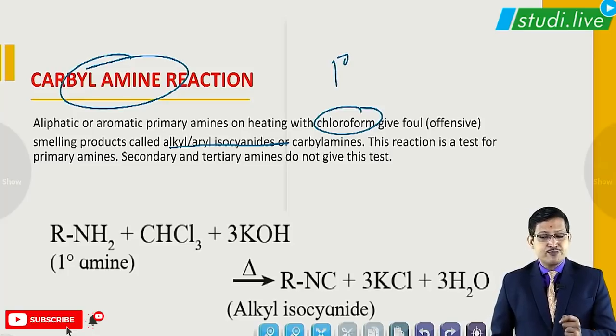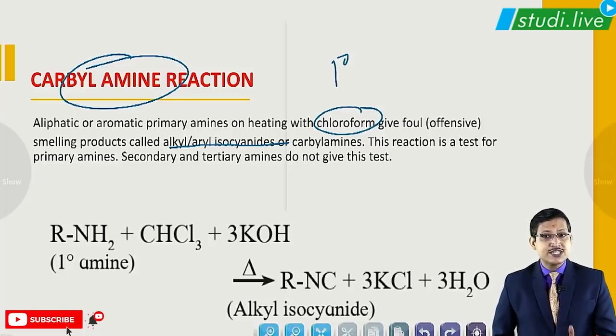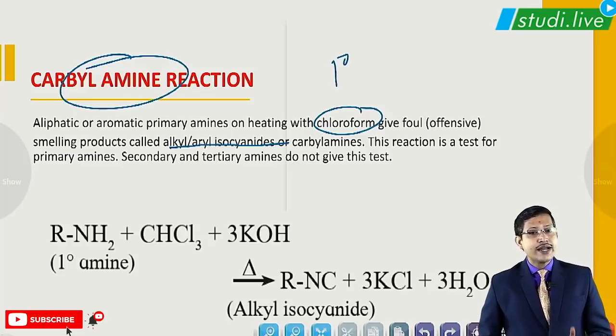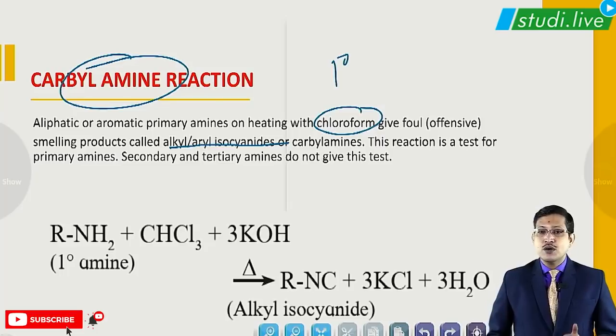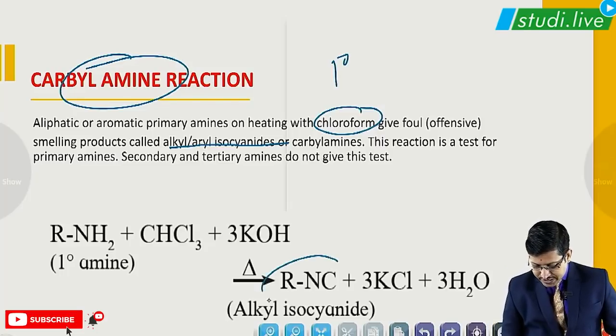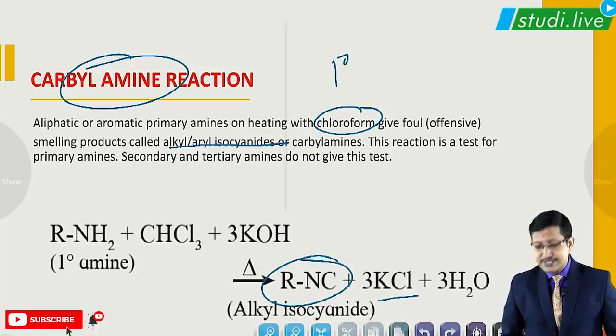That is called carbylamine, and that is why the test is called the carbylamine test. Now comes a very important statement on your screen. This reaction is a test for primary amines. That's what I was trying to tell you, that this is a characteristic reaction of only primary amines. So here RNH2, that is primary amine, plus CHCl3 plus thrice KOH. First step, it gives you RNC, that is alkyl isocyanide, plus thrice KCl plus thrice water molecules.